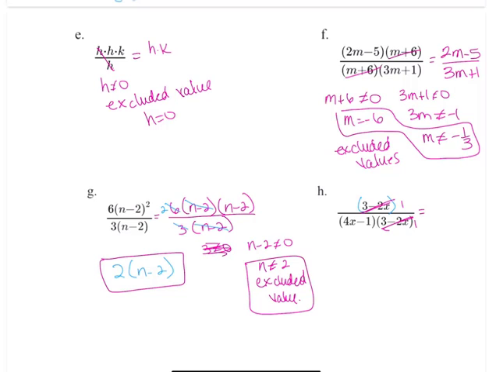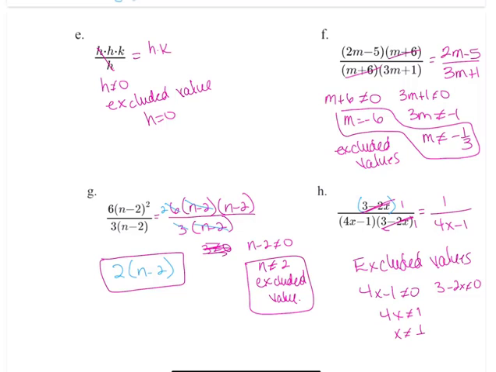So what's left in your numerator? 1 over, and then what do we have in our denominator? 4x minus 1, right? We've got to come up with our excluded values. So that's looking at all of the denominators. We had the 4x minus 1, and we know that can't equal 0. And then the 3 minus 2x, we know that cannot equal 0. So I'm going to add 1 to both sides. 4x cannot equal 1. I'm going to divide by 4. We know that x cannot equal 1/4.